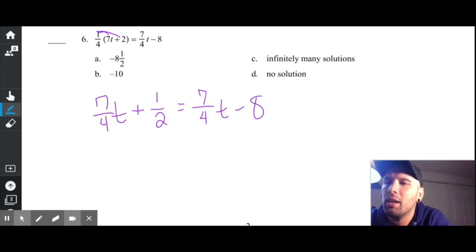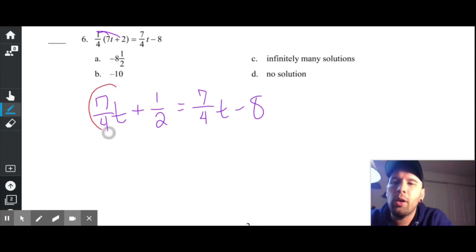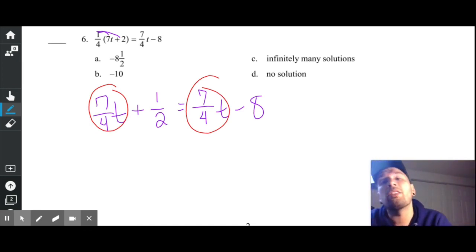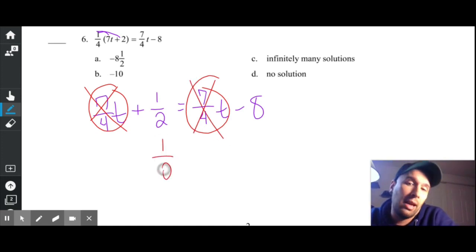Now, why did I say, look at that? Well, because on the left side, I have 7 over 4t, and on the right side, I have 7 over 4t. And if you have something on the left side that's exactly the same as something on the right side, they both cancel each other out. What drops down is a half on the left, negative 8 on the right.